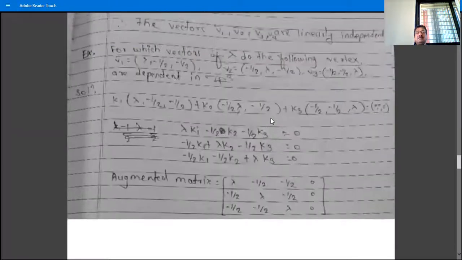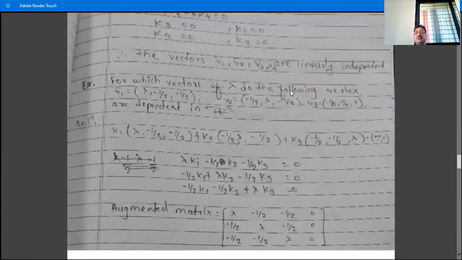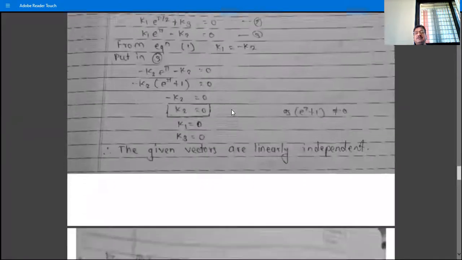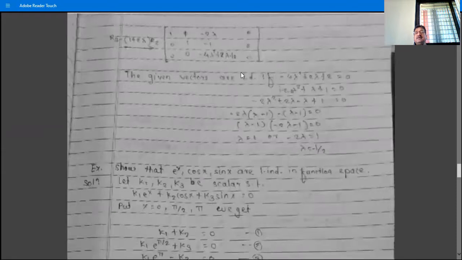We are asked to find the value of lambda under which these three vectors are linearly dependent in R3. So the vectors V1, V2, V3 are linearly dependent if this is equal to 0: minus 4 lambda square plus 2 lambda plus 2 is equal to 0. After solving this equation, dividing by 2 and then factorizing, we get the roots.